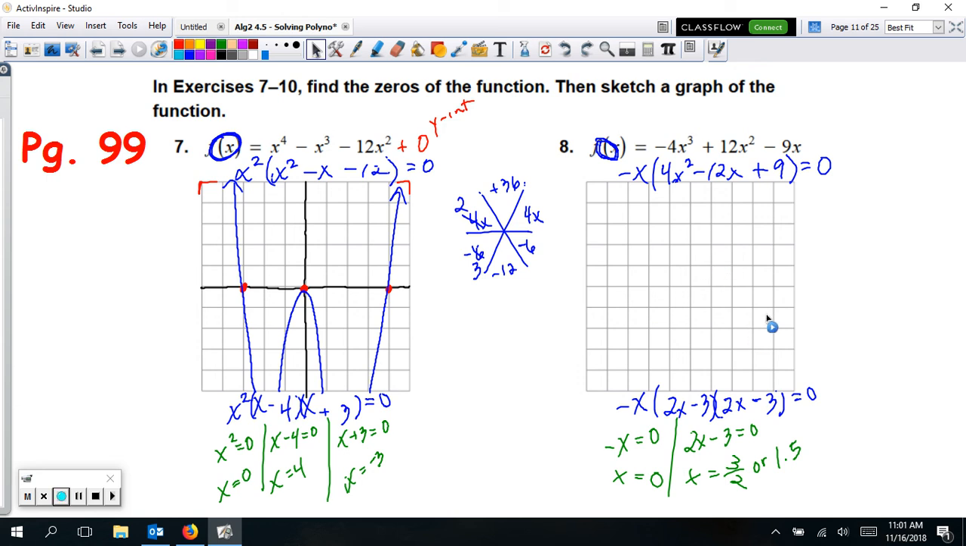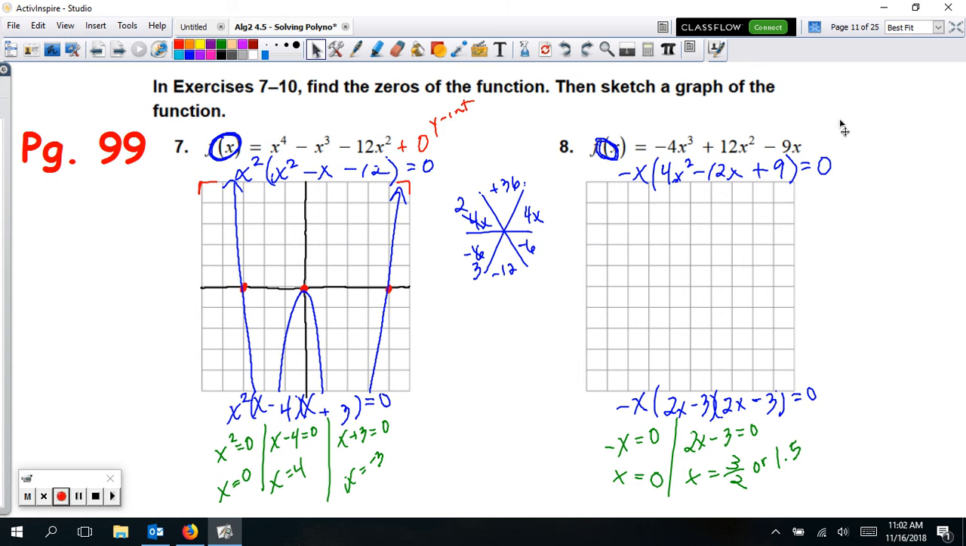So we do have only two separate x-intercepts, 0 and 1.5, but this one is a repeated one, which tells you it's just going to touch the x-axis and then not cross it. It's going to go back the other way. This one, it will actually cross the x-axis at 0, okay, because there's only one of these.